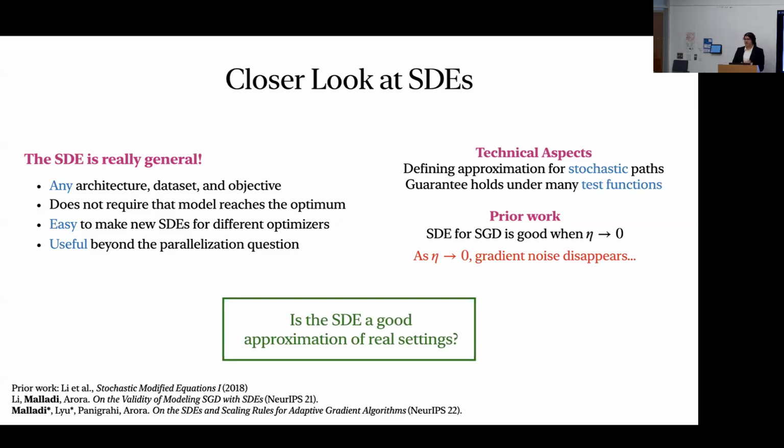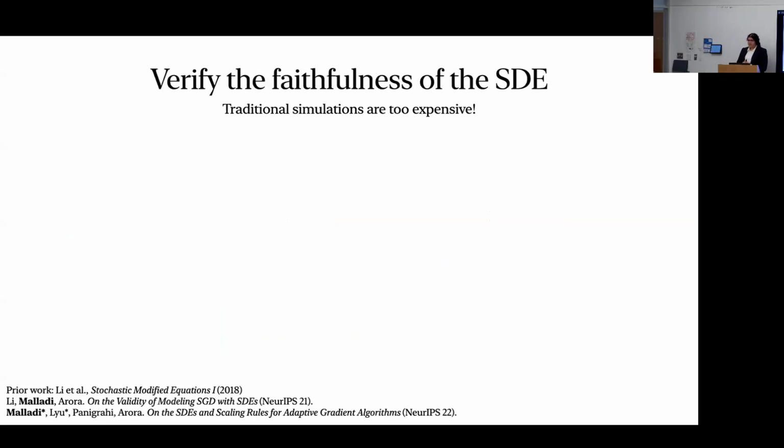So the natural question is, we built this nice, elegant theoretical model, but is it actually a good approximation of real training settings? And in particular, to traditionally simulate the SDE would be way too expensive in the context of neural networks, and especially in the context of language models. So we need to develop a new simulation.